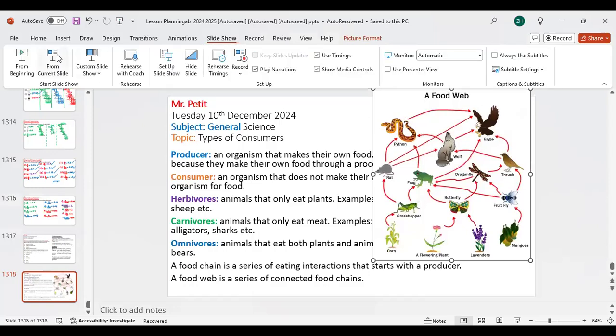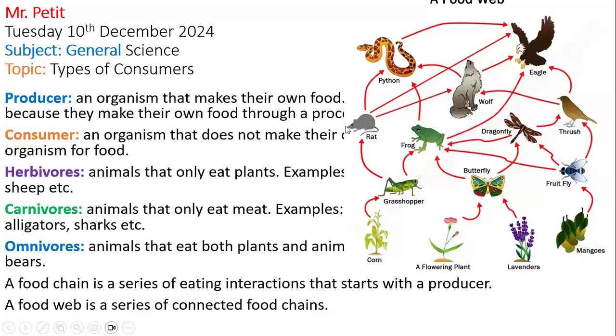So here's how the food web works. Obviously we start with the corn. The grasshopper eats the corn. The rat eats the grasshopper. The frog eats the grasshopper. The rat is going to get eaten by the eagle or the python or the wolf, right? The butterfly eats the flower. The frog eats the butterfly. The frog is gonna get eaten by the eagle.